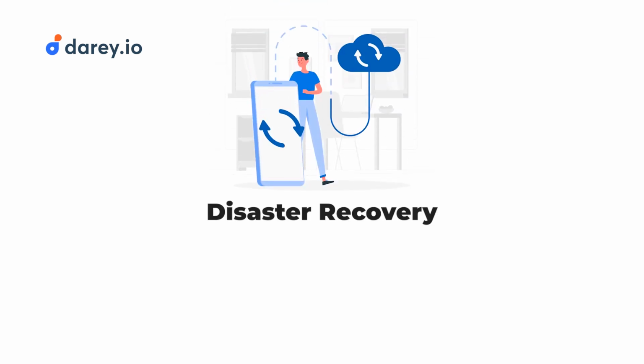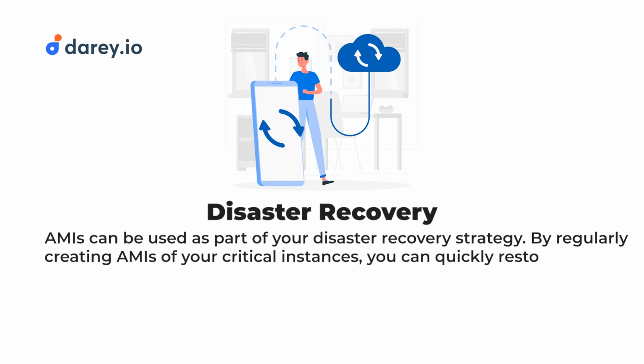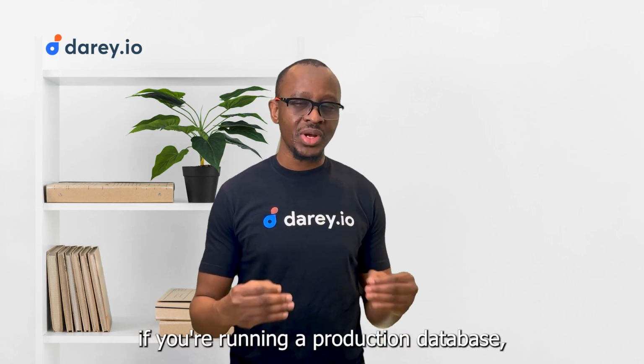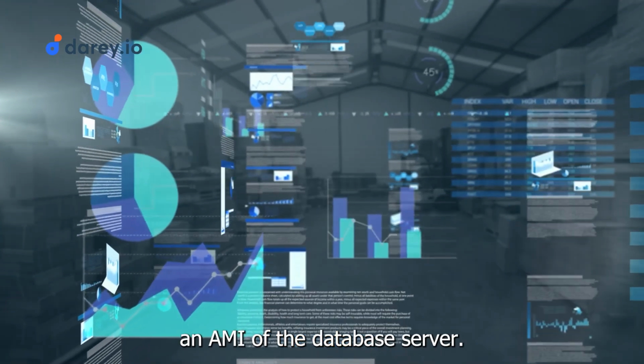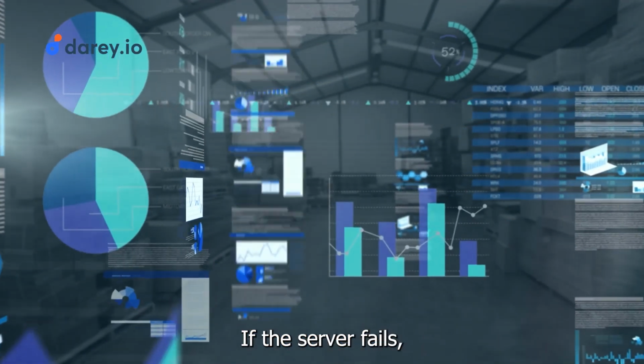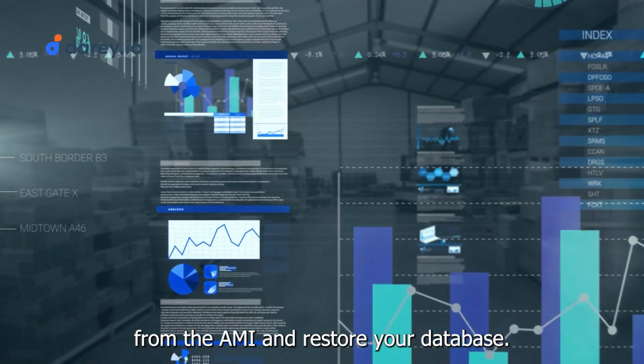Disaster recovery. AMIs can be used as part of your disaster recovery strategy. By regularly creating AMIs of your critical instances, you can quickly restore your environment in case of failure. For example, if you're running a production database, you might create an AMI of the database server. If the server fails, you can quickly launch a new instance from the AMI and restore your database.